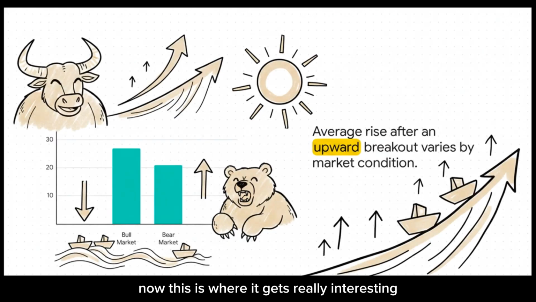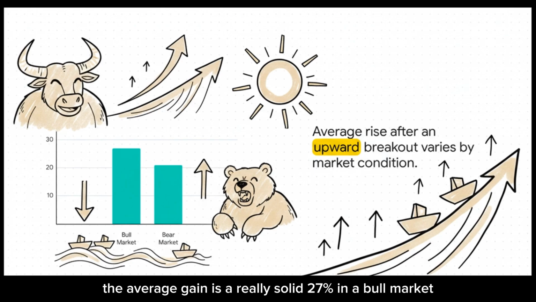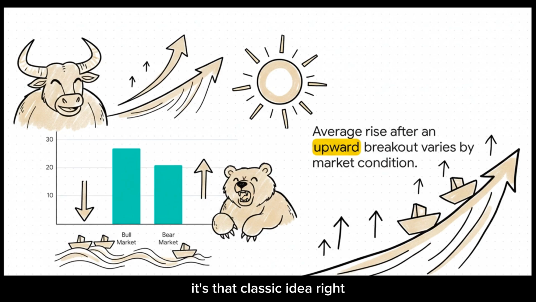Now this is where it gets really interesting. Look at the impact of the overall market. After an upward breakout, the average gain is a really solid 27% in a bull market. But notice that drops to 21% in a bear market. It's that classic idea, right? A rising tide lifts all boats. The broader market trend really matters here.